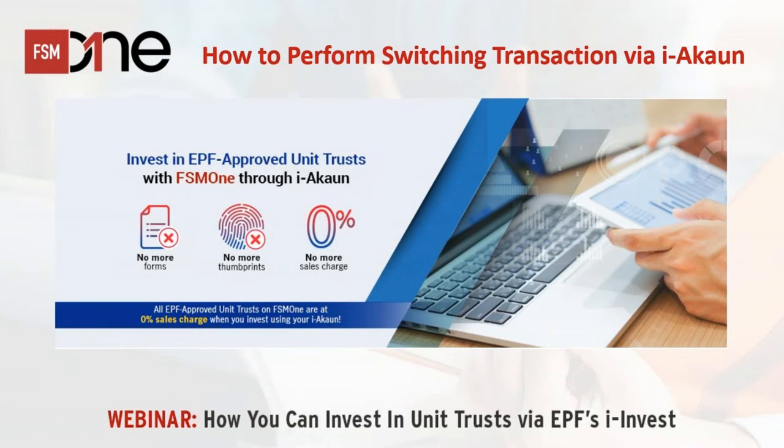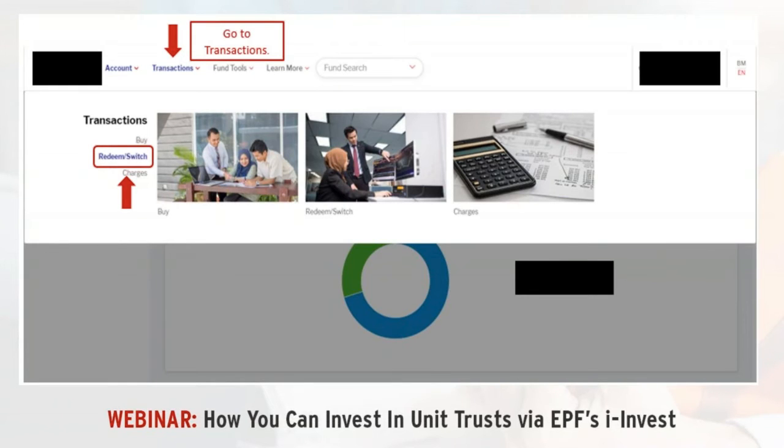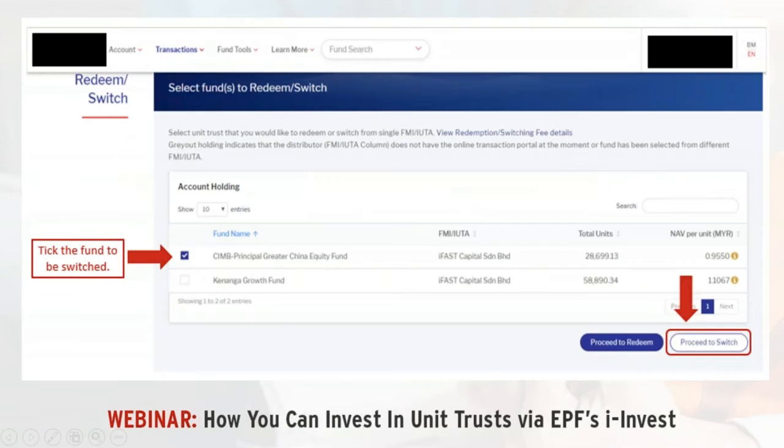For the next slide, I will share how to perform the switching transaction via iAccount. Before you start performing a switching transaction, you may log into your iAccount with your user ID and password. After you log in, you may click on the investment on the top of the page, which will link to this screen. You may go to the transaction here and select redeem or switch.